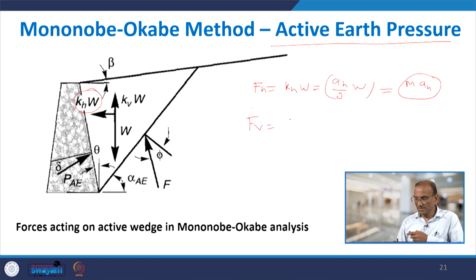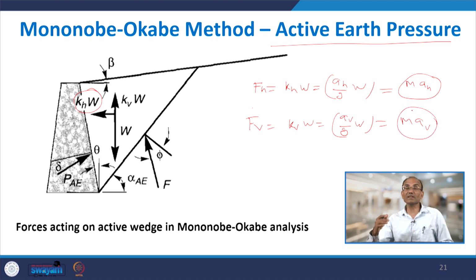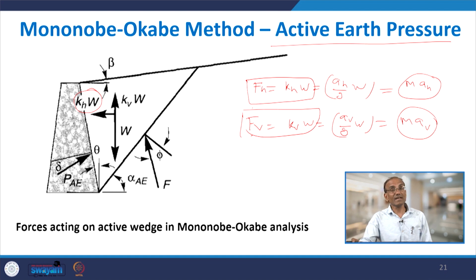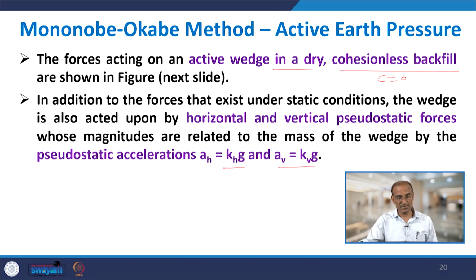Similarly, FV is nothing but KV into W, where KV is AV by g, and again it can be written as M into AV. What are AH and AV? They are the horizontal and vertical accelerations acting. Ultimately, because W is known, if you know KH then you can find FH, and if you know KV then you can find FV. So, once we know the KH and KV pseudostatic coefficients, we can calculate these forces. How to fix the pseudostatic coefficients we have discussed in detail when we talked about seismic slope stability.